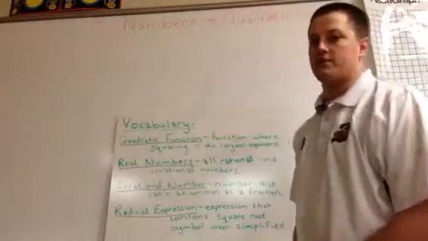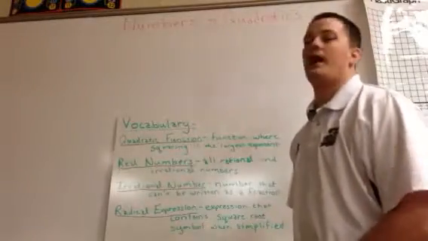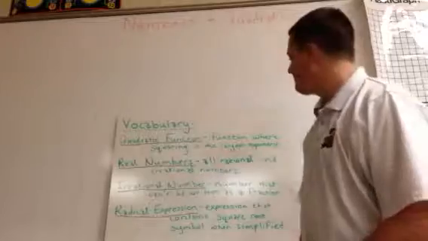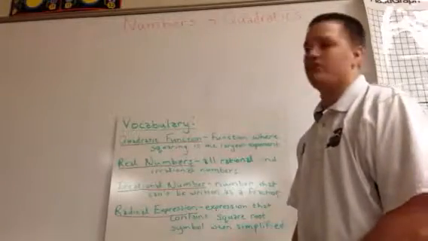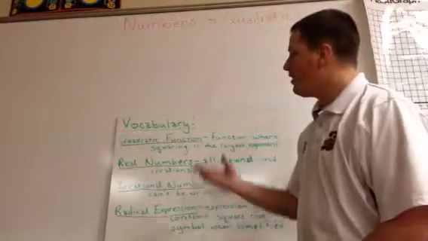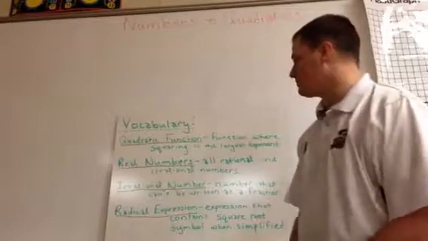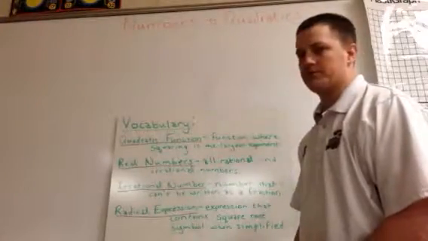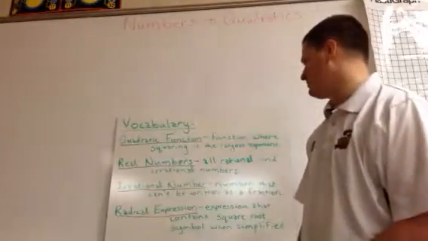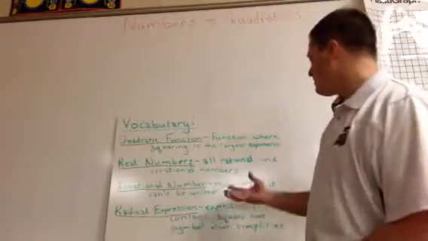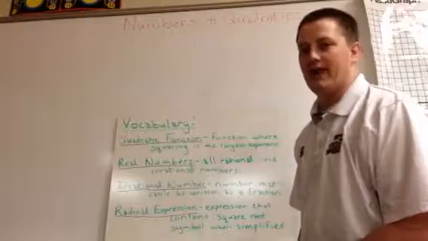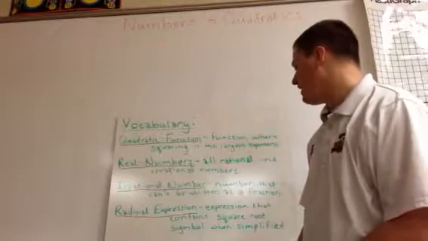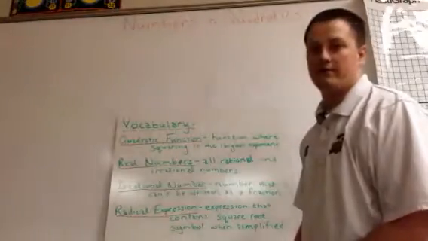To accomplish these objectives, we first need to understand the vocabulary. First, we have a quadratic function. This is a function where squaring is the largest exponent. We also have the real numbers. These are all rational and irrational numbers. Irrational numbers are numbers that can't be written as a fraction. And a radical expression is an expression that contains a square root symbol when it is simplified.